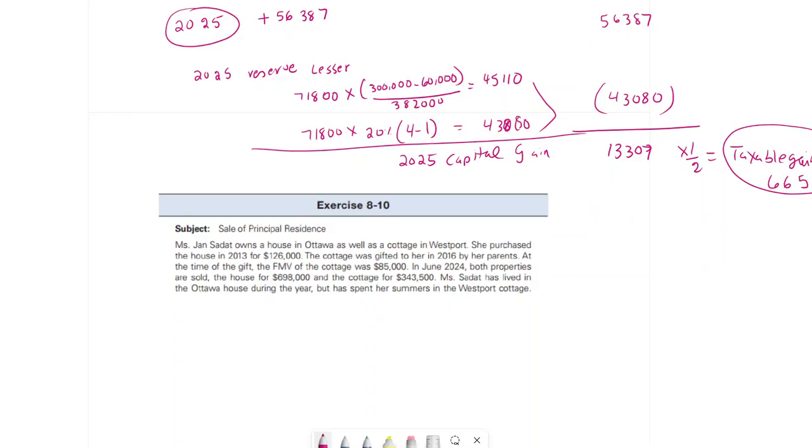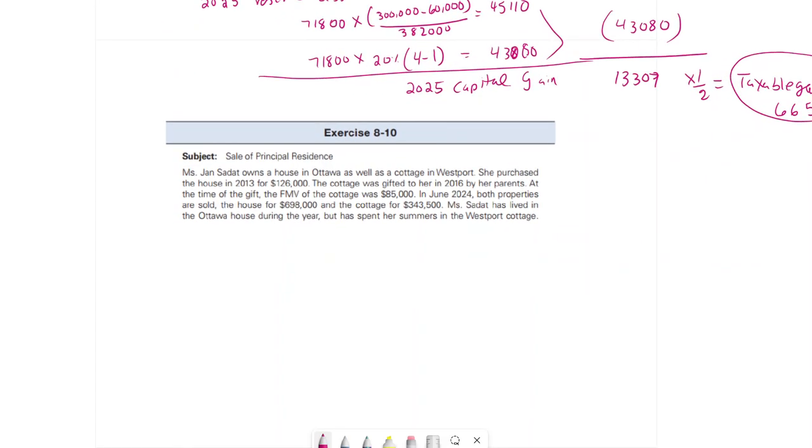Now going further, we're going to do this question. What happens in this question is we have a sale of a principal residence. That's what happens when you own more than one property. Wherever the higher gain is, that's what we want to make the principal residence. The other property we want to treat as other than principal residence, because if it's a principal residence, we don't pay taxes on the capital gain. If it's other than the principal residence, we pay taxes on that capital gain.